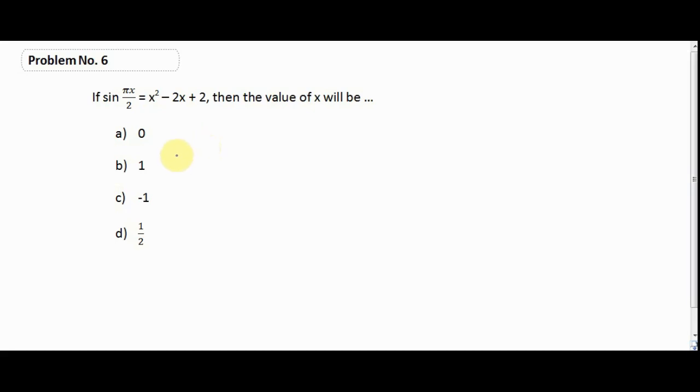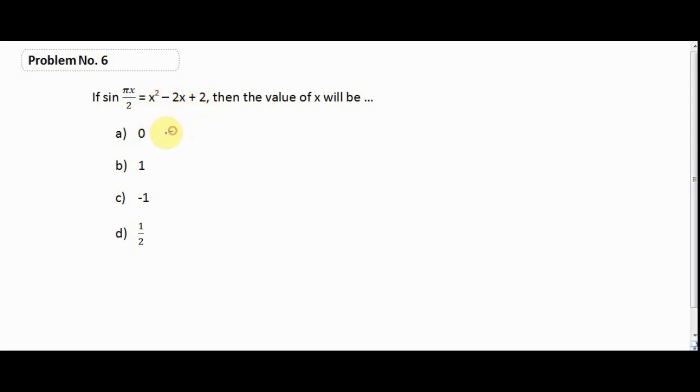Okay, so to solve this, we may randomly substitute the values given by the four options here. If you substitute 0 here, what we get on the left hand side will be sine 0. We know sine 0 is equal to 0. But on the right hand side, you will be getting 0 minus 0 plus 2. So our RHS will be 2.